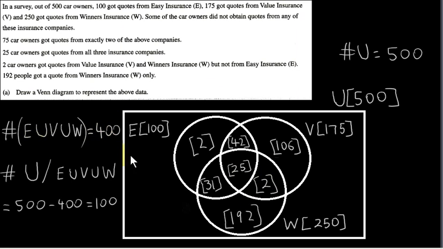So we want the number of elements in the set U less the union of E, V and W. So that is 500 minus 400, which is 100. So we have 100 elements out here. So 100 people did not obtain quotes from any of the 3 insurance companies, E, V and W.